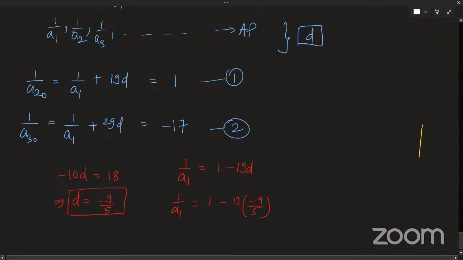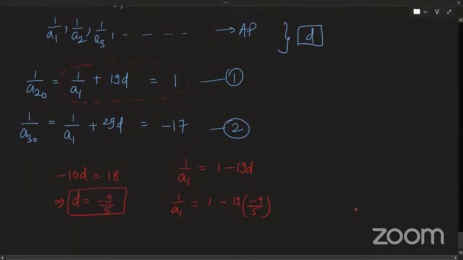How can you take the 1 minus 19? Use the first equation, bhai. See, look at the first equation. What is it? 1 by A1 plus 19D is 1, right? So I'm taking 19D on that side. Got it?